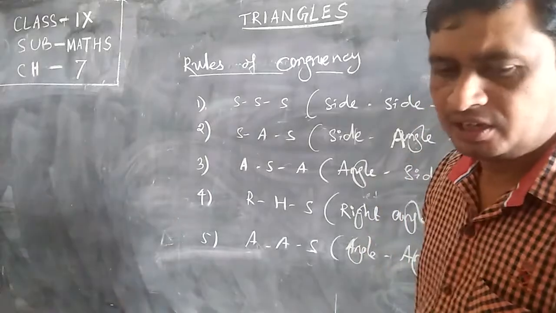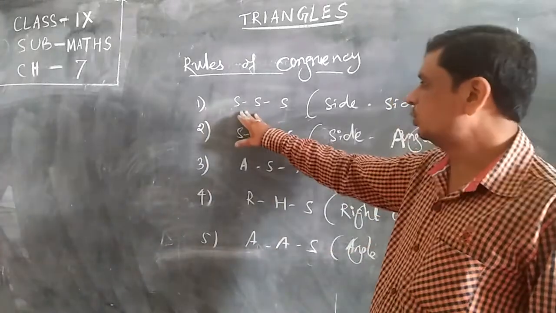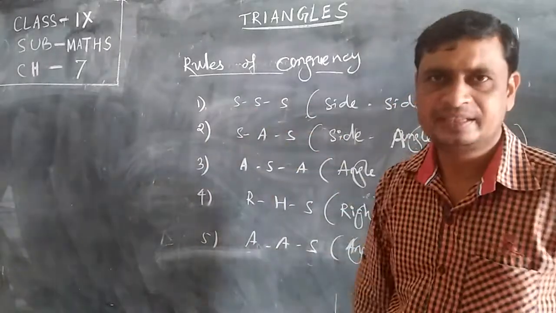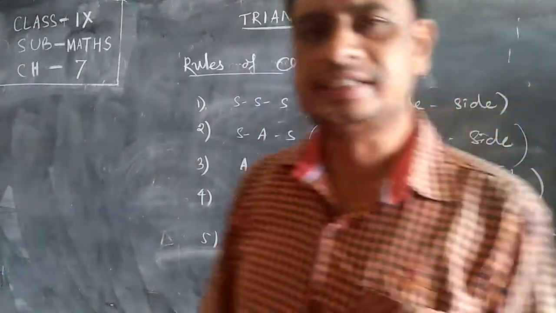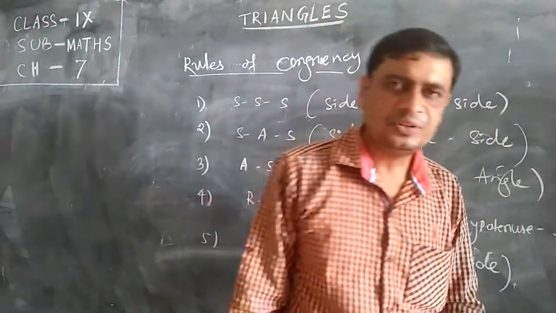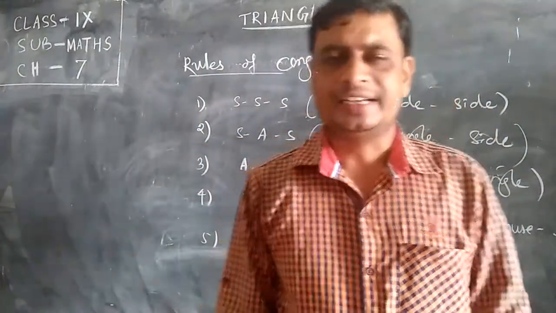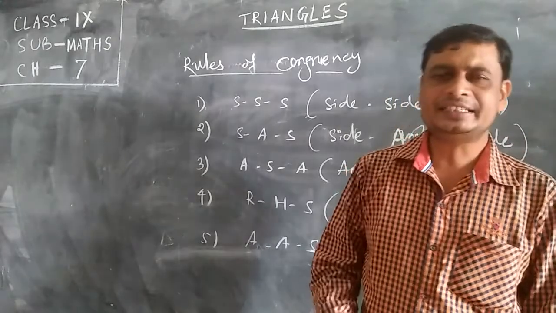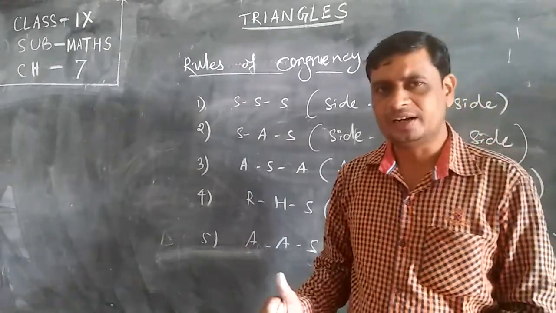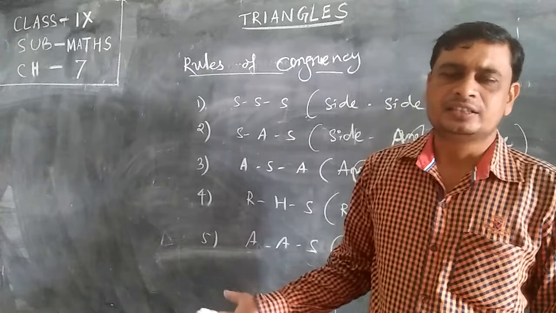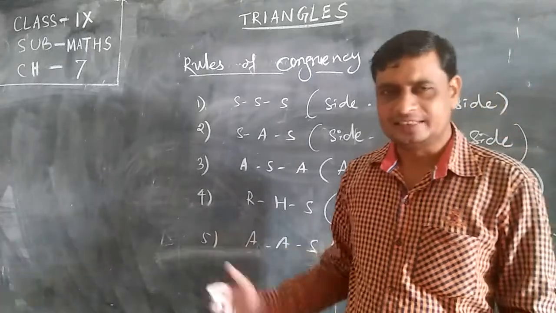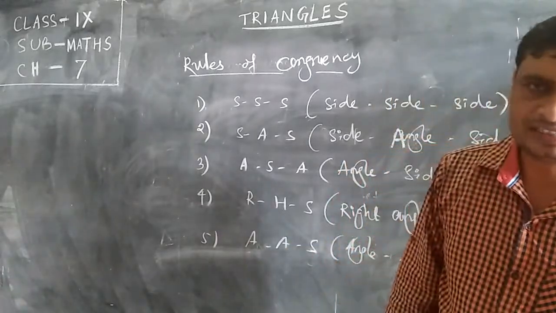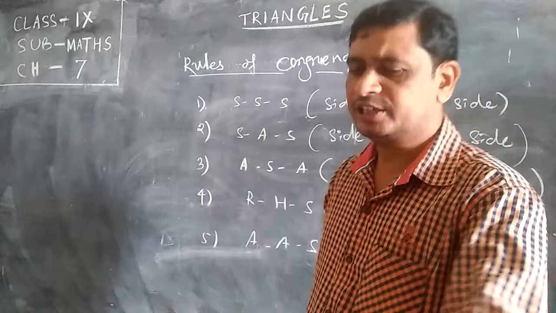So let's discuss the rule SSS, the side criteria. If, between two triangles, all 3 sides are equal to the corresponding 3 sides of another triangle, then both triangles are said to be congruent.